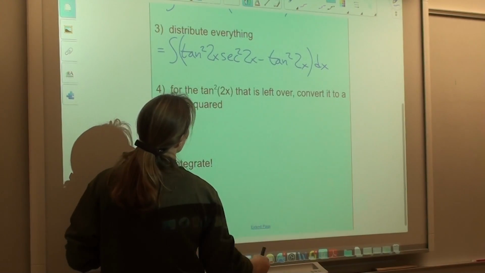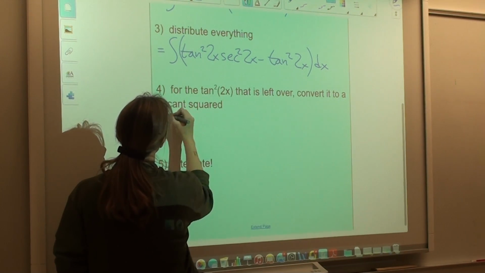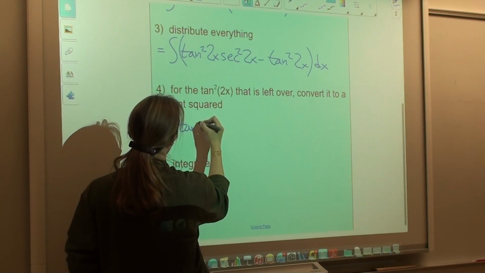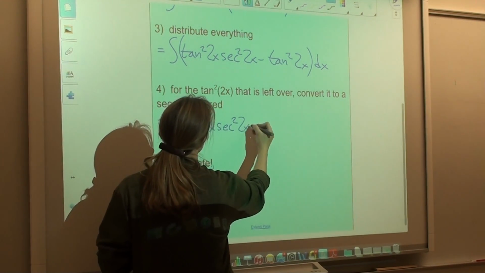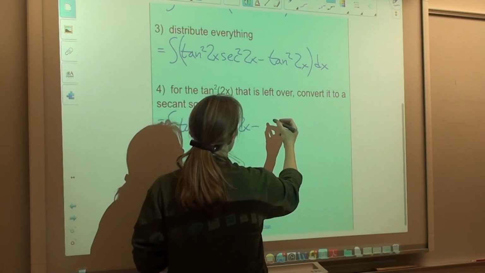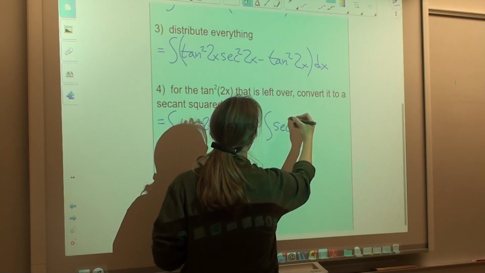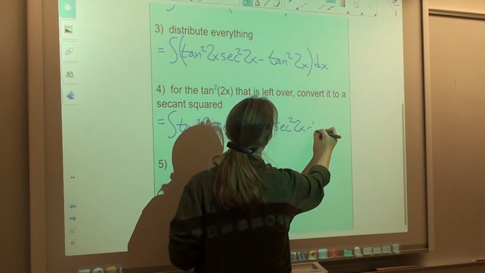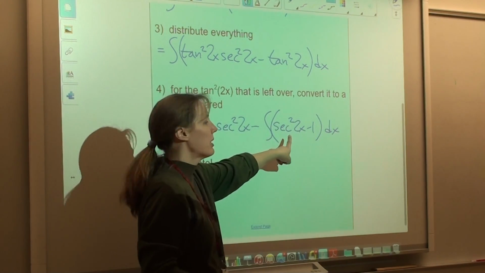You have to make it two separate integrals. So we're going to make it two separate integrals. So the first one we have tan squared 2x secant squared 2x minus, all right, so this becomes the integral of secant squared 2x minus 1, like that.